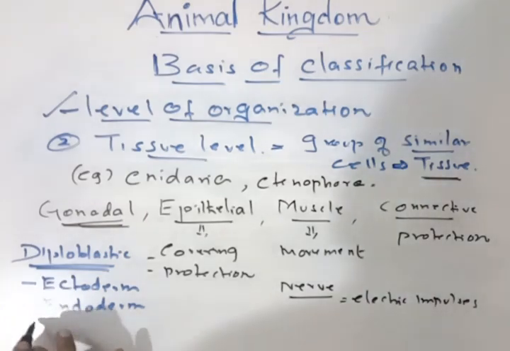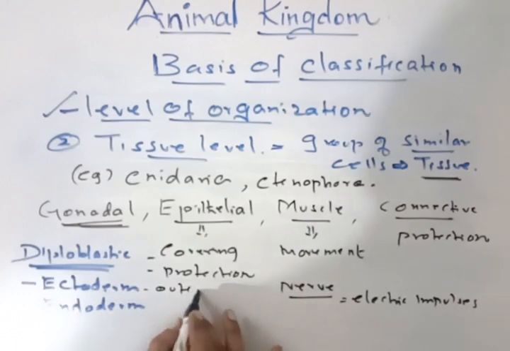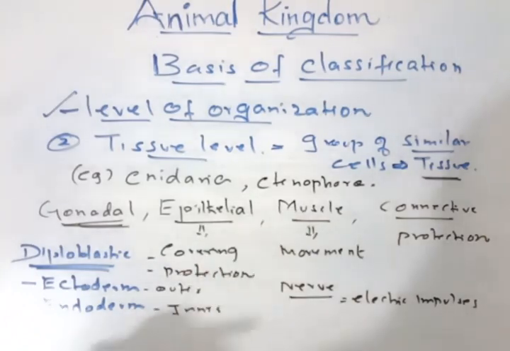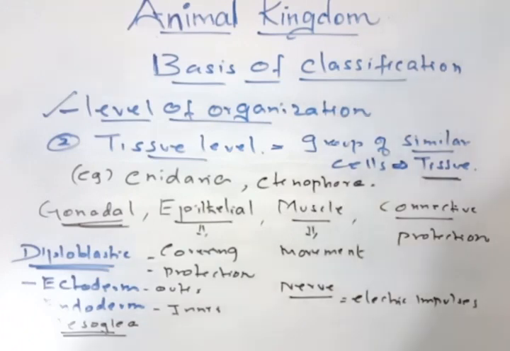One more thing, actually ecto is the outer layer, endo is the inner layer: outer body wall, inner body wall. In between you should have mesoderm, but mesoderm is not formed here, so you will have the mesoglea. Mesoglea is not differentiated, it is not actually the middle layer. So mesoglea will also be formed in the jellyfishes and all.